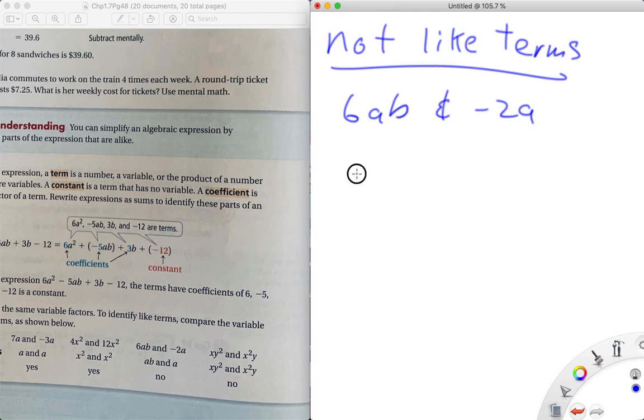And then the book gives xy squared and x squared y. While they both have x and y, in the case of the first term, the x is raised to the first power, but over here the x is raised to the second power. In the first term, the y is raised to the second power, but in the second term, the y is raised to the first power. Since both the terms are not raised to the same power, these cannot be like terms. So they are not like terms.